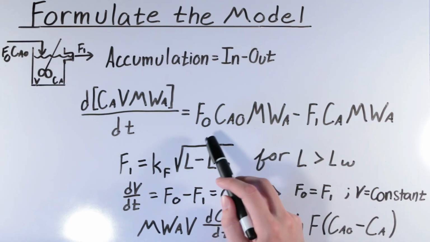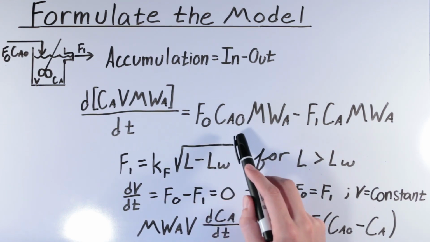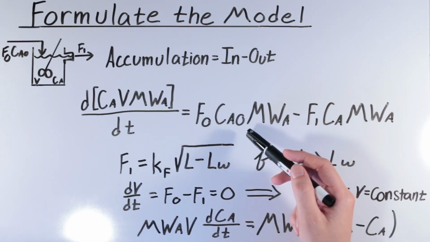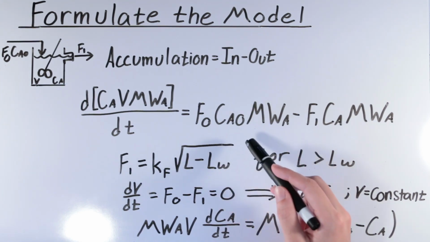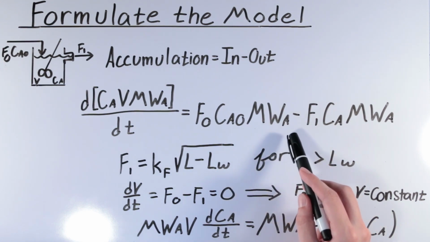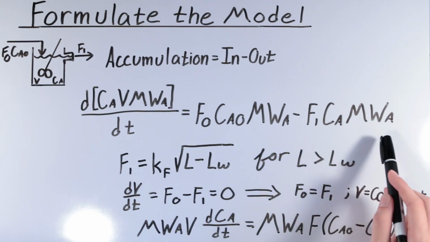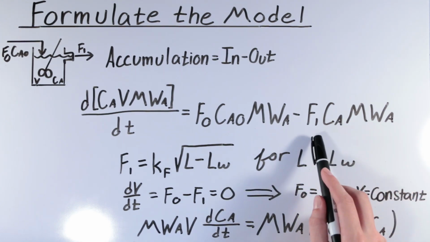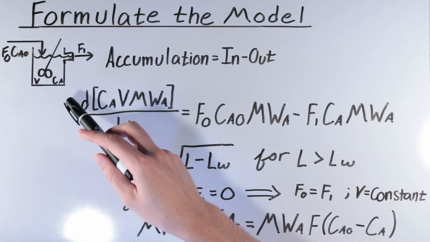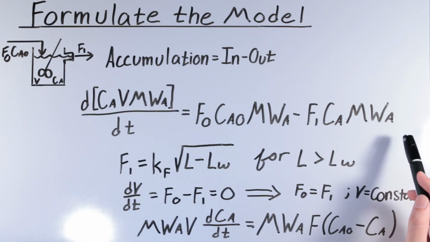This is equal to the flow into the system, which is again in meters cubed per minute, times the concentration in that inlet stream, which is in moles per meter cubed. Multiplying these terms gets us to moles per minute, and then multiplying by the molecular weight gets us to grams per minute of component A. The same can be said about the outlet stream, where F1 is multiplied by Ca, which is the concentration in the tank, and then again times the molecular weight of component A.